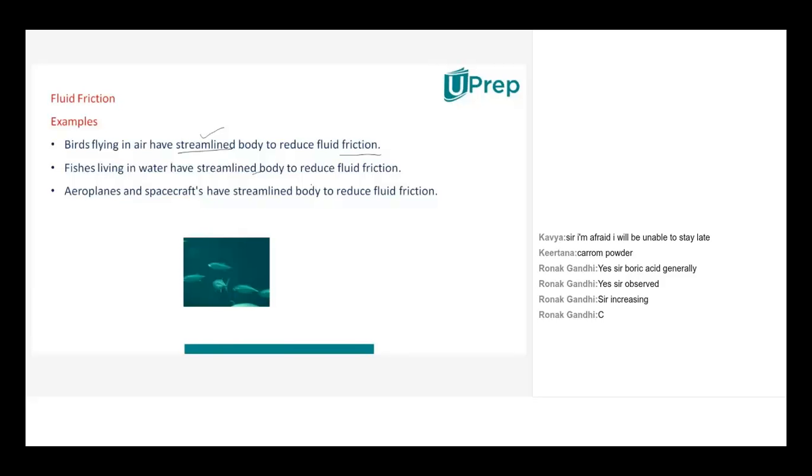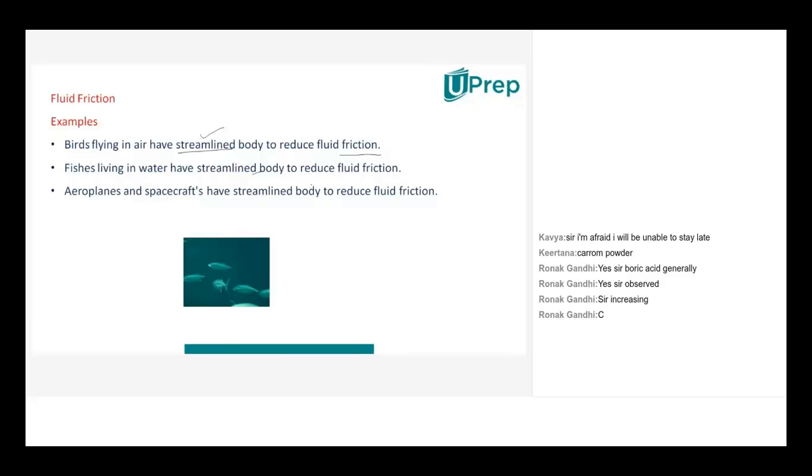Sir, what is viscosity? I will tell you that also later. Now see here. Fishes are moving because of a particular shape. A streamlined body is there. Next, birds fly, and the aeroplane is also there. So giving a particular shape to overcome the friction is called streamlining.